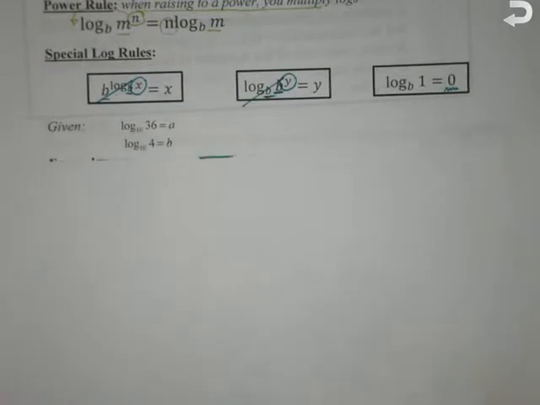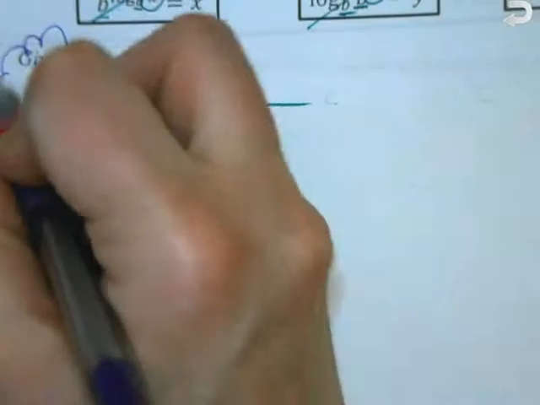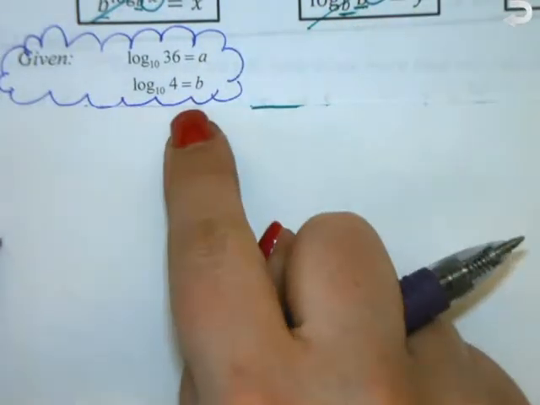The first thing I want you to write down is this given information. We're going to be using this for all of the example problems. Okay, so given: log base 10 of 36 equals some number A. I don't know what the number is, but I'm telling you that it's called A. And log base 10 of 4 is equal to some number B.